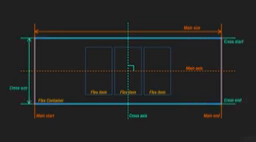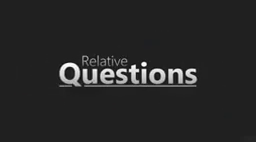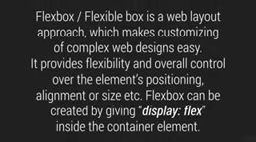Let's talk about a relative question. So what is a Flexbox? It's a flexible box, a web layout approach which makes customizing complex web designs easy. It provides flexibility and overall control over the element's positioning, alignment, or size, etc. Flexbox can be created by giving display: flex inside the container element, though that alone is not going to implement the complete flexible box layout.